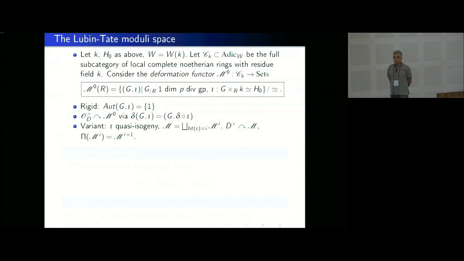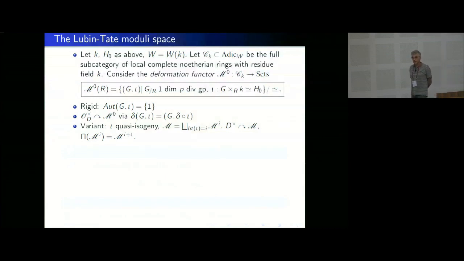The group of units of the maximal order of D acts naturally. How? You do not change G and you post-compose iota with delta, okay? So iota was an isomorphism from the reduction of G with this fixed model H naught, but the automorphisms of H naught are just O_D star. So you can change iota.